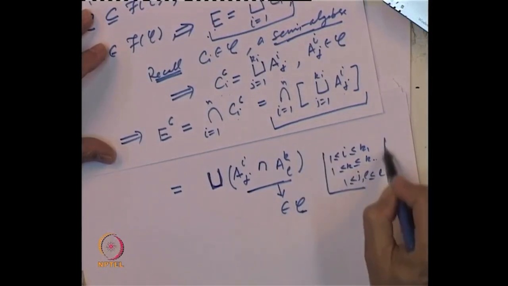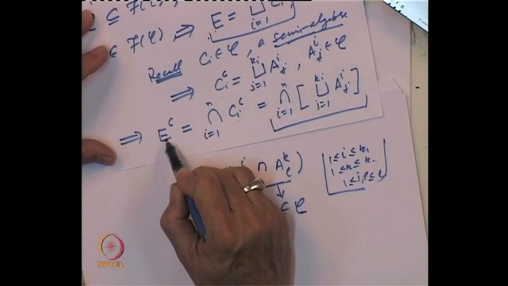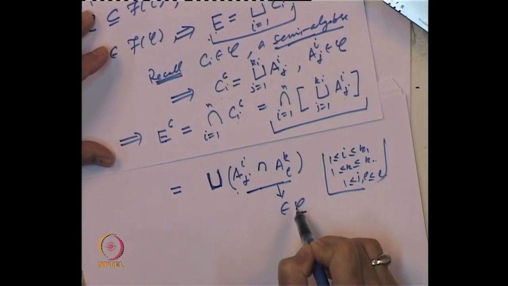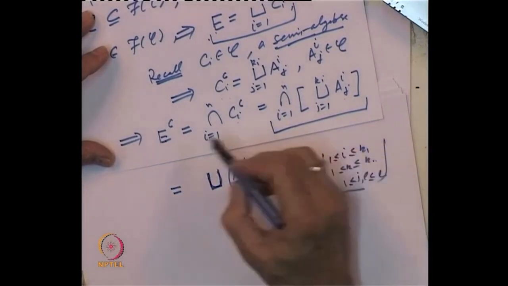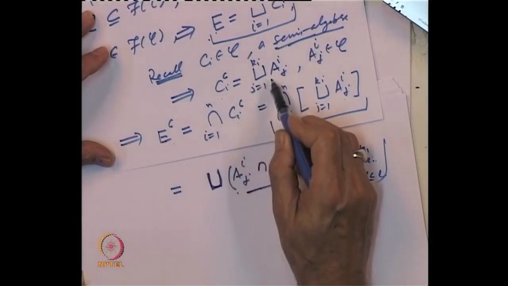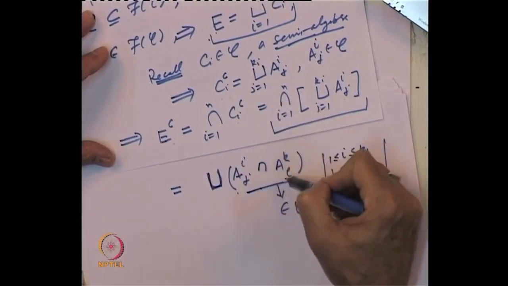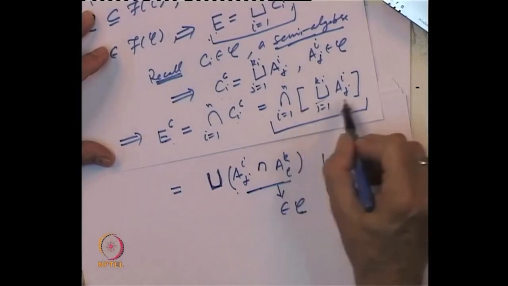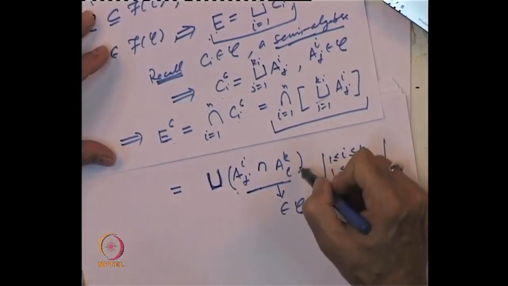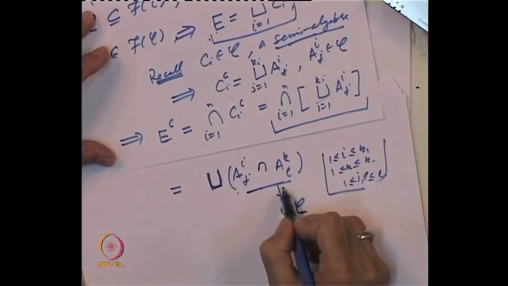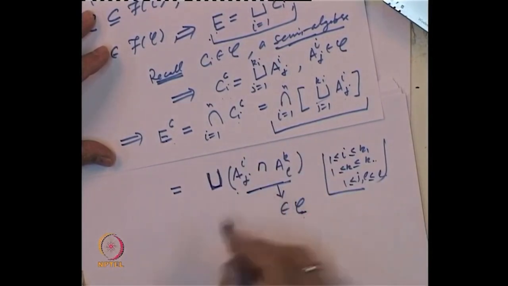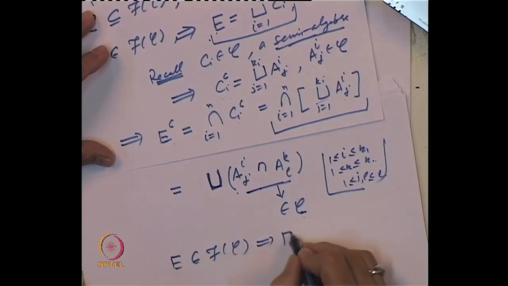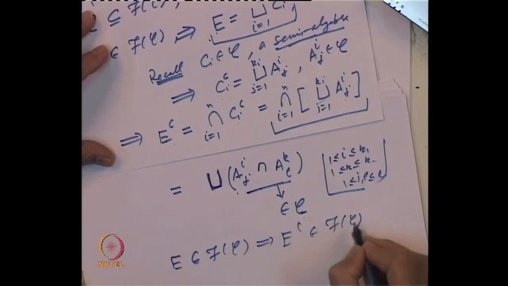So, basically what we are saying is E complement can be represented again as a finite disjoint union of elements of C. And that follows because E complement is an intersection of unions of sets, by the distributive property and this. Because the indexes involved are so many, it is difficult to write all these things, but it should be clear that E complement is a finite disjoint union of elements of C. Okay. So, that means E belonging to F of C implies E complement belongs to F of C.